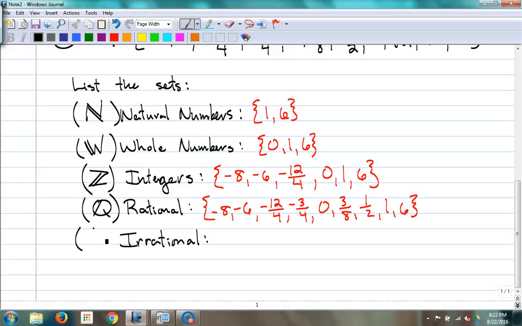And the notation for irrational is to make the Q and then put a slash through it. That's what it's not rational. That's what that means. And the irrational ones are not subsetted. It's the square root of 2 and the square root of 5.